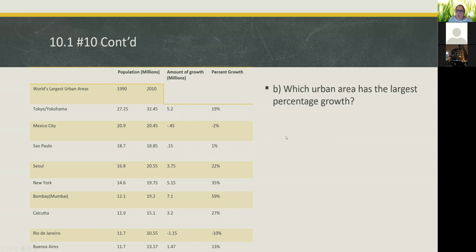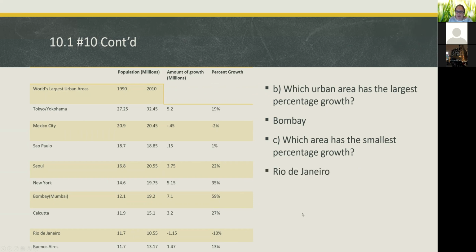Part B asks, which urban area has the largest percent growth? That's going to be Bombay. It has the 59% growth. And then it asks which area had the smallest percent growth. That's going to be Rio de Janeiro because it had the biggest decrease in population. Any questions about anything so far? No?